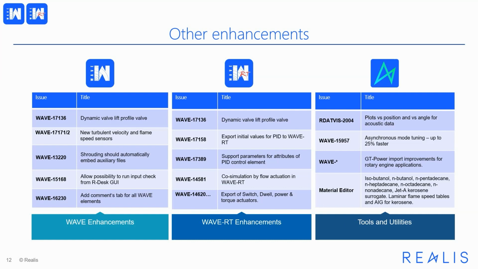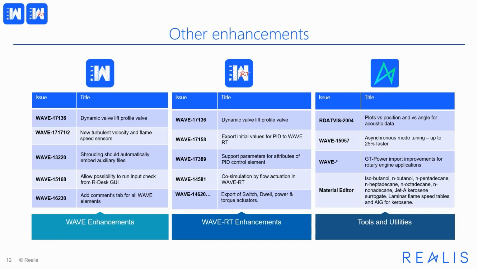Some of the tool enhancements are as follows. RPost has new capabilities for acoustic users, allowing easy plotting of acoustic data versus microphone position and crank angle. A new asynchronous mode of operation in RDisk Tuner includes constant as opposed to batch update of surrogate functions, speeding up the tuning execution by up to 25%.